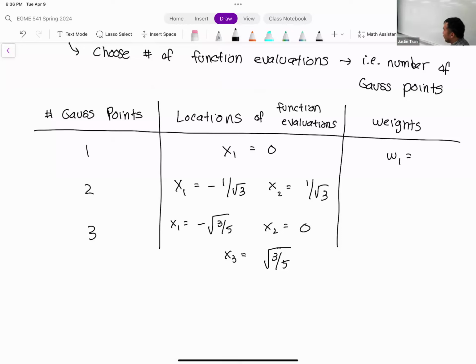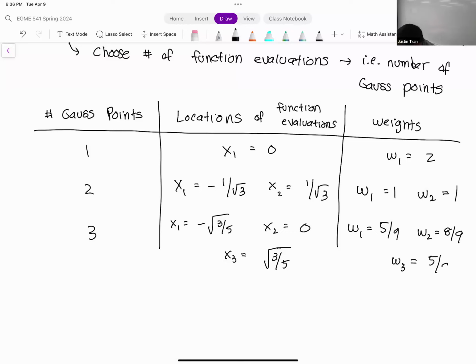All right, so for the 1-point rule, we only have one weight, and that weight is just going to be 2. For the 2-point rule, both the weights are 1. And then for the 3-point rule, we have 5/9, 8/9 for the middle point, and the weight for the third point is 5/9.